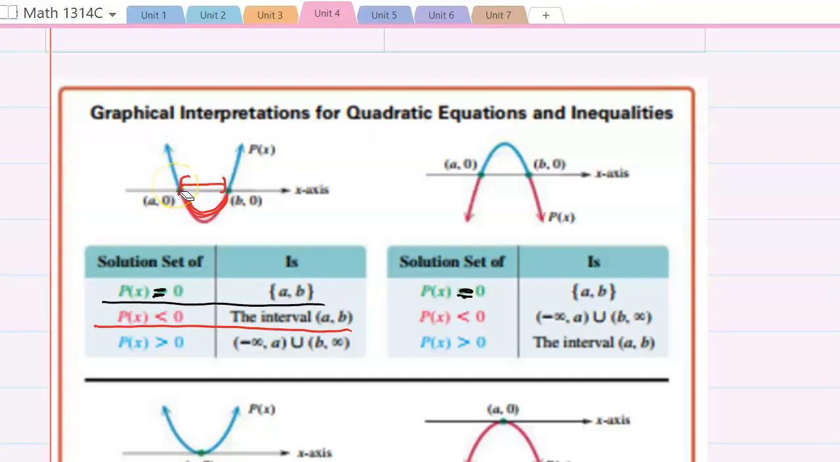We can also see the following inequality of f of x is greater than 0. This means we are looking for the x values in which the graph is above the x-axis. We can see that these two parts of the parabola are above the x-axis, so we need to state these two intervals as our solution, as noted here in the chart.